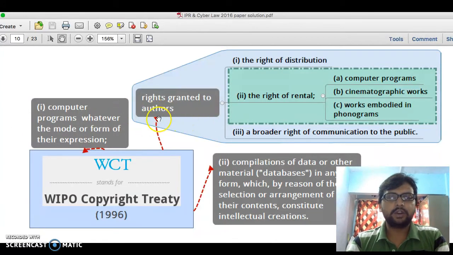So rights granted to the author. Author means the developer or the main person who owns that particular software. So right of distribution. Distribution means whether others can use my particular software or not, and on which conditions, that is defined under this particular right. Then next is the right of rental.